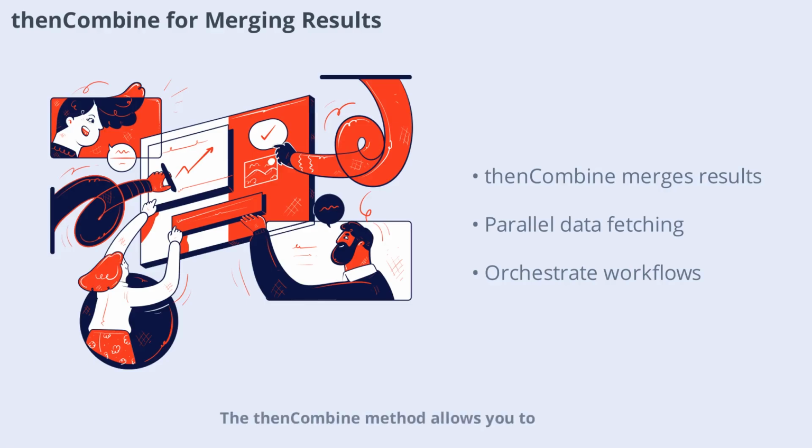The thenCombine method allows you to merge the results of two independent futures. For example, you might fetch user details and their orders in parallel, then combine them into a single object. This method is essential for orchestrating complex asynchronous workflows, where results from different sources need to be combined before further processing.